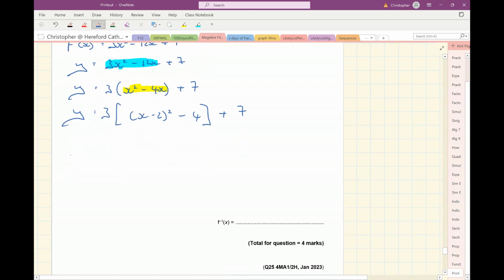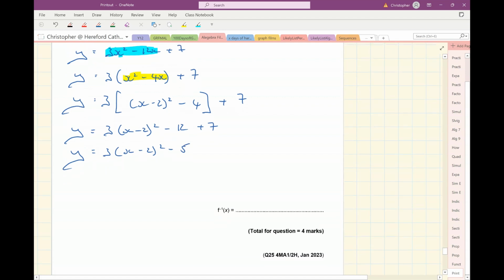Now I can multiply out the square bracket. 3 lots of (x − 2)² − 12 + 7. So y is 3(x − 2)² − 5. Now I can make x the subject of this expression. Swap the sides around and add 5 to both sides. Divide both sides by 3.